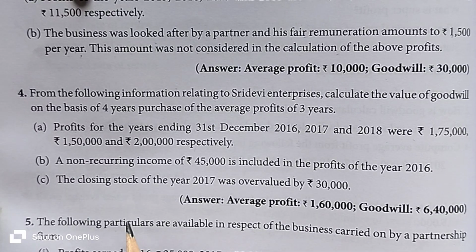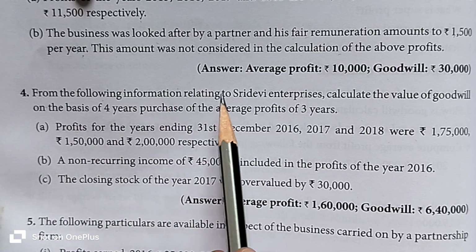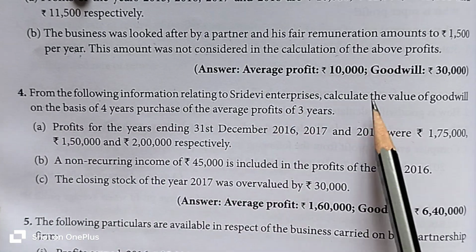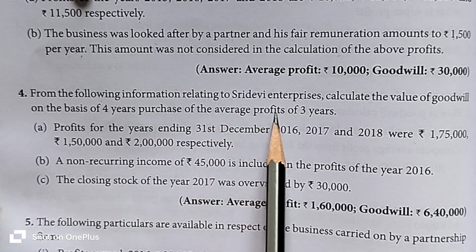Hi students, 12th Standard Accountancy, Chapter 4, Exercise sum number 4. From the following information relating to Sridevi Enterprises, calculate the value of goodwill on the basis of 4 years purchases of the average profit of 3 years.